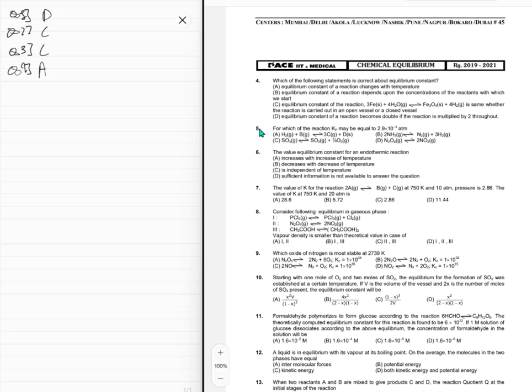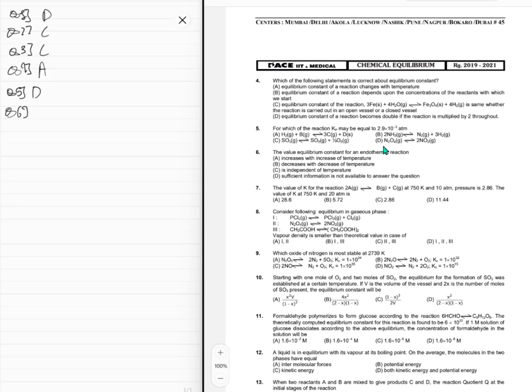Okay, question number 5. For which of the following Kp may be equal to 2.9 to the power negative 3 atmosphere? Look at the units, because they didn't give any values. It's atmosphere. So 3 plus 4, that's going to be 4, and 4 minus 2 is 2, so that's going to be atmosphere squared. Not good. This has atmosphere to the power of 1 upon 2. That doesn't work. D works. So question number 5, D.